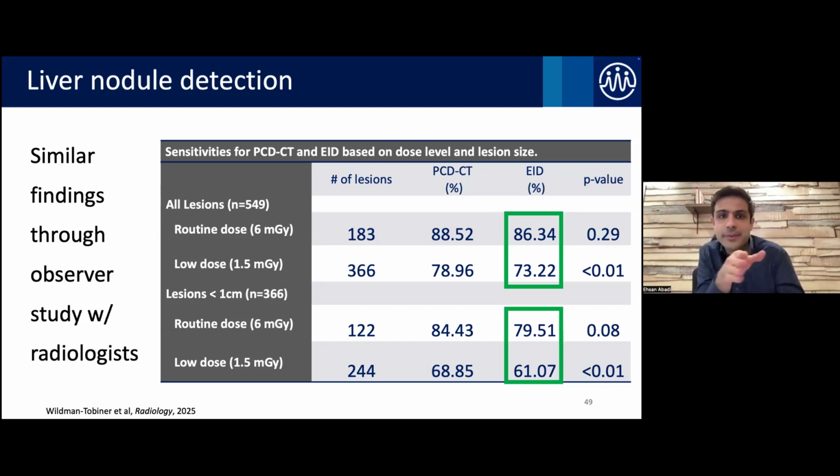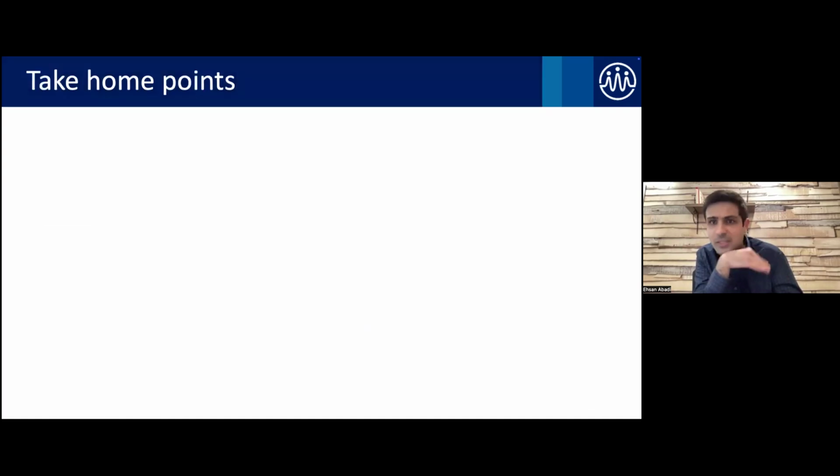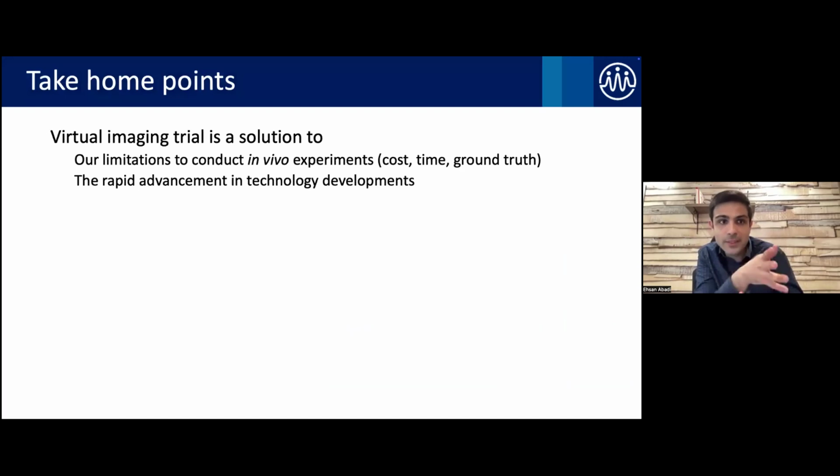And of course, we can also compare photon counting versus energy integrating. We saw a similar trend, that photon counting outperforms, but it outperforms even better in the more challenging cases, when the dose is low or when the lesions are quite small. So, some take-home points. I hope that I gave you some examples that show virtual trials could be a solution to our limitations in conducting imaging experiments because of cost, time, or ground truth, and an answer to these rapid advancements in technology development.